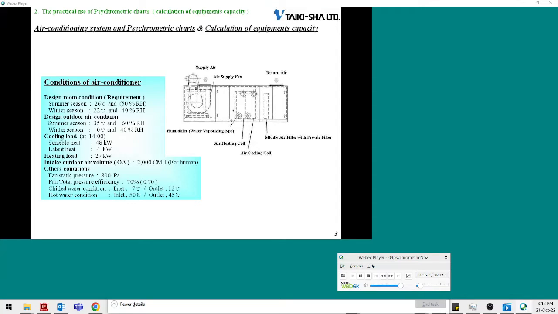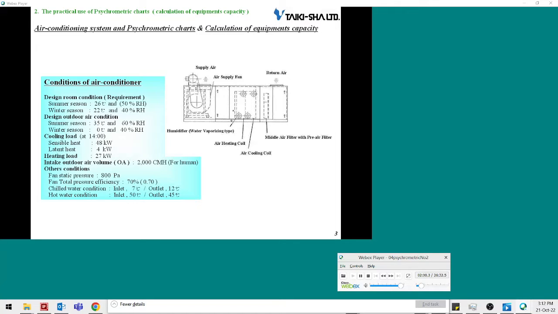For outdoor conditions, assume that during the summer the temperature is 35 degrees Celsius and the humidity is 60%, while during the winter the temperature is 0 degrees Celsius and the humidity is 40%. In respect to the air conditioning cooling load, assume that the sensible heat is 48 kilowatts, while the latent heat is 4 kilowatts. In respect to the air conditioning heating load, assume that the sensible heat is 27 kilowatts. The amount of outdoor air intake is 2000 cmh.